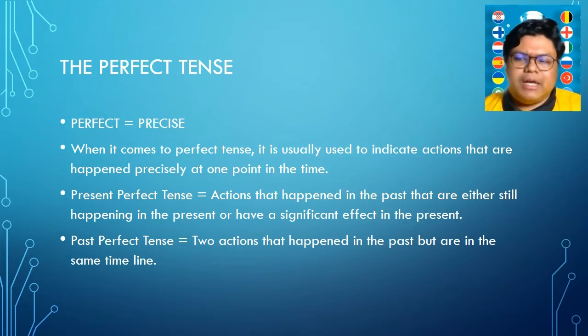Okay, ada juga situasi kita akan gunakan past simple tense bila kita bercakap tentang dua action, tapi I will talk about it later on in this video. But now the reason why we are learning about past perfect tense is when we want to talk about two actions that happen in the past and are in the same timeline, dalam satu jangka masa yang sama, okay, tapi jangka masa ni berlaku in the past dan ada dua action. Okay, so let's proceed.